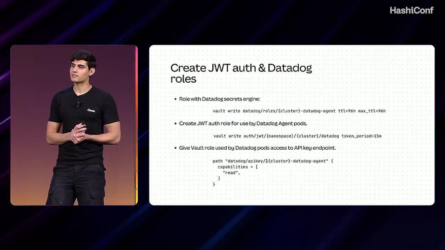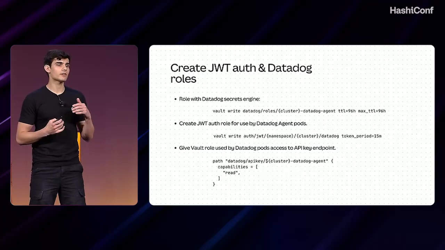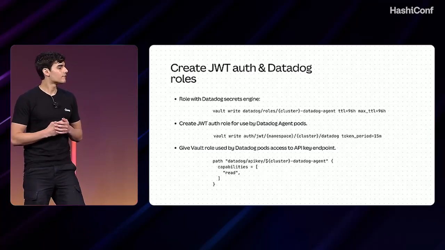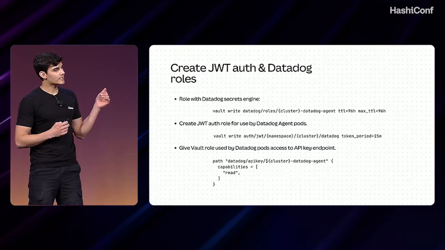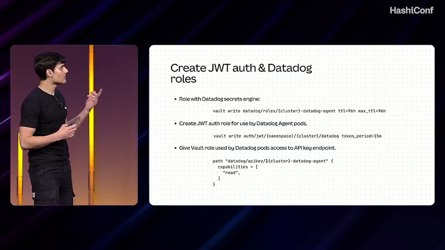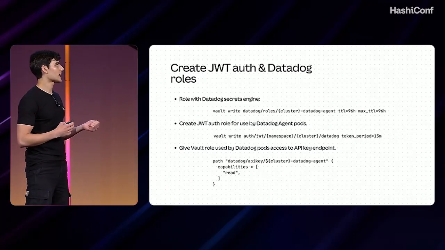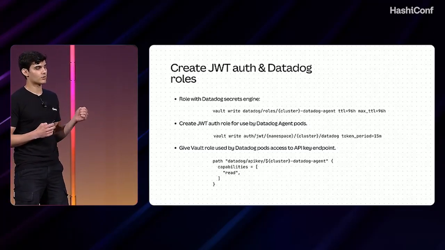In order to allow the Datadog agent daemon set to request dynamic API keys, we had to register 2 roles with Vault. Firstly, as mentioned, we needed a role with the Datadog secrets engine. Here we chose a TTL and a max TTL of 96 hours so that we'd have a new Datadog API key at least every 4 days.